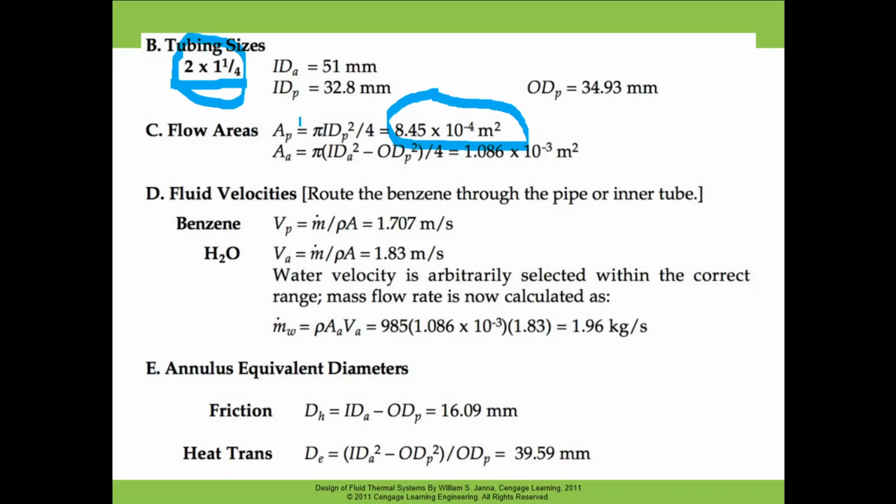So we can find out the flow area for the pipe side, and the flow area for the annulus side for this given heat exchanger. And now we can find out the velocities because we have the density, and we can find out the mass flow rate for the warm fluid, which is benzene.